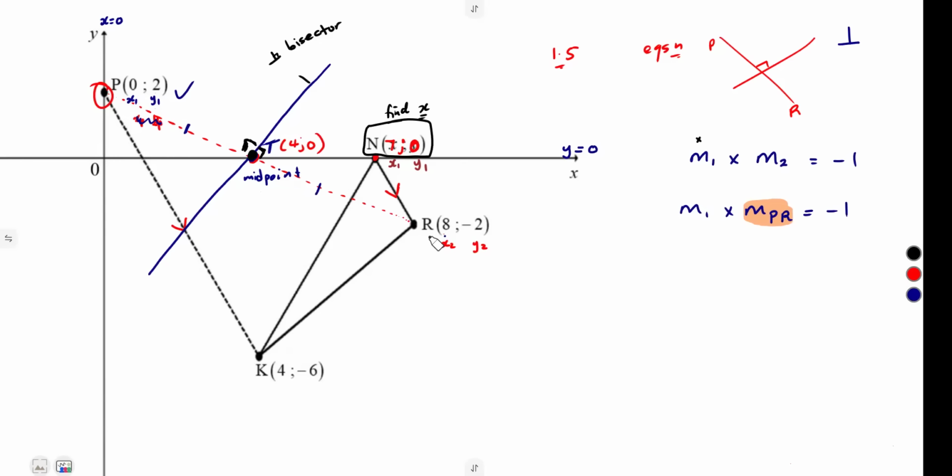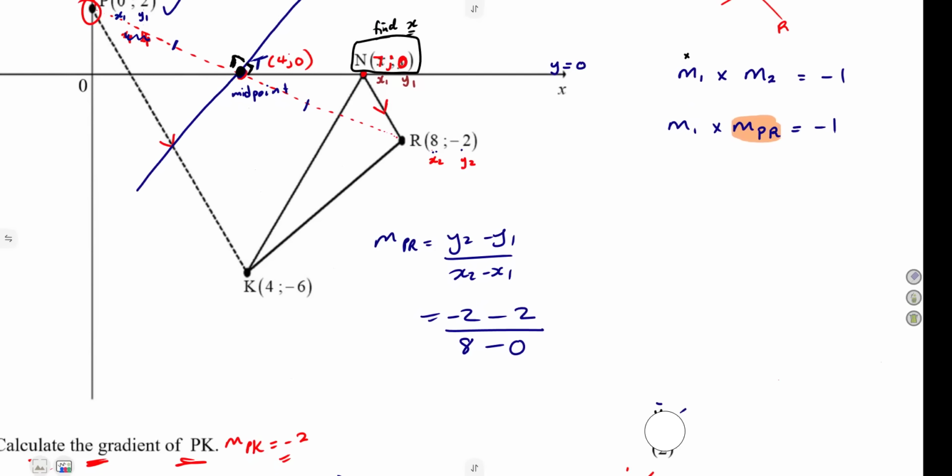So let us consider PR. We never calculated its gradient before. So let us consider y2 minus y1 over x2 minus x1. So that's P to R there. Y2 is -2 minus y1, which is 2, over x2, that's 8, minus x1, which is 0. So that was going to give us -4 over 8, which is going to give us -1 over 2.